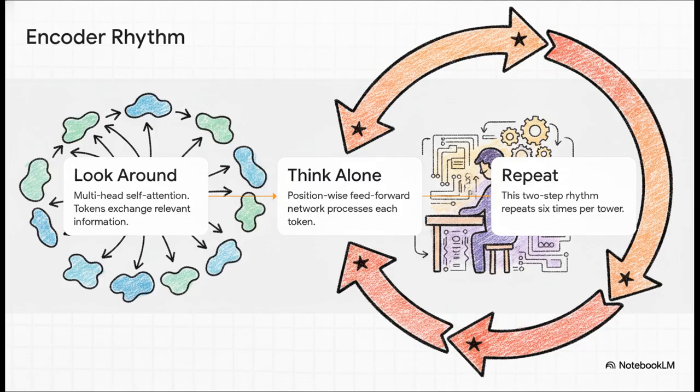Stepping inside that encoder tower, we find an exact repeating rhythm. There are exactly 2 sublayers here. First, tokens communicate like a committee in the multi-head self-attention step. They look around and gather relevant information from everywhere else in the sequence. Then, they completely stop mixing. Each token goes back to its own desk, so to speak, to process that gathered information completely alone, in what's called a position-wise feed-forward network. So it's look around, think alone, and then repeat that 6 times.